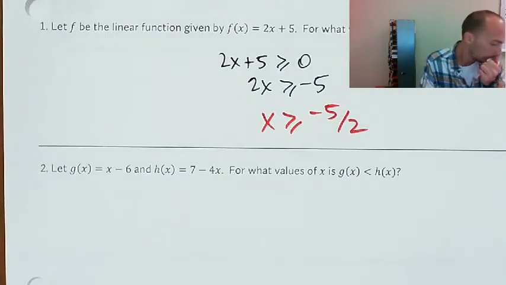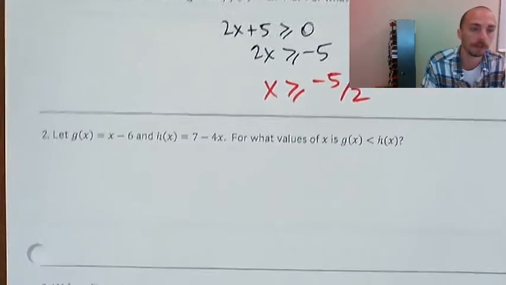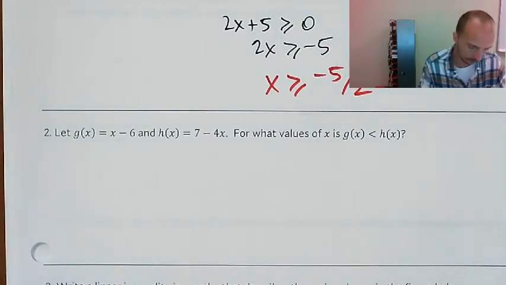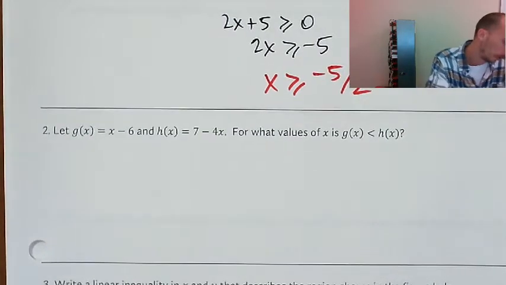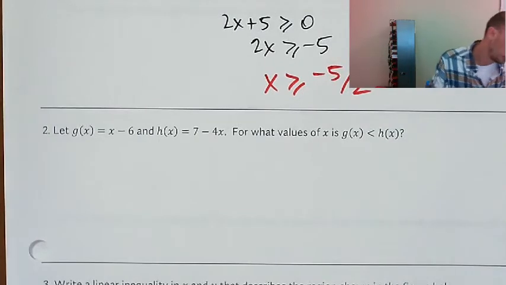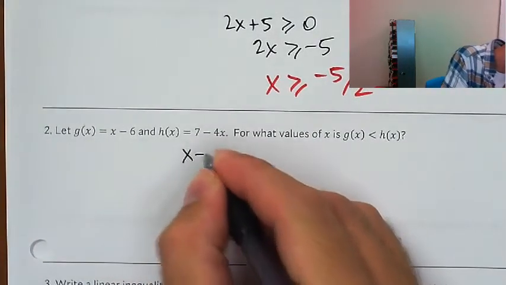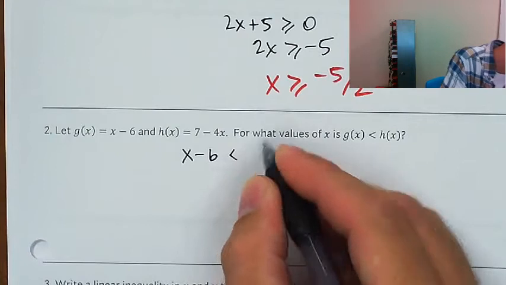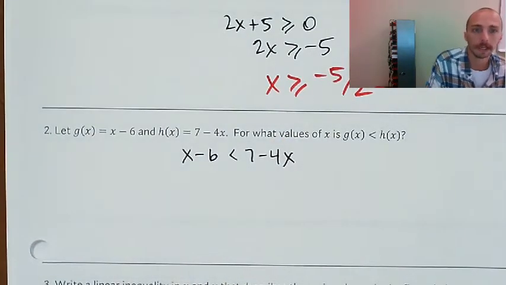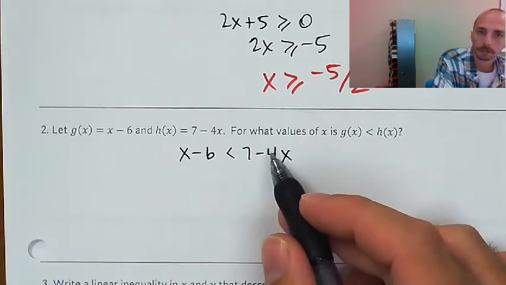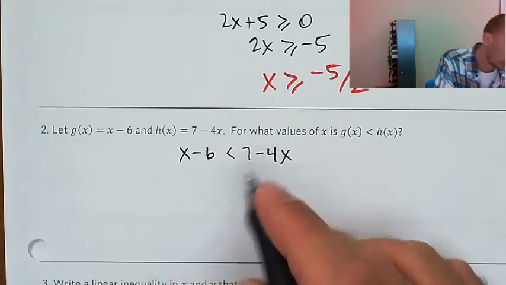That's good enough. Okay. Now, if we've got two functions, g of x and h of x, and we want to know when is g less than h, this is a very common math thing to do. When is one function less than another? Okay, well, we've got a formula for g of x. That's x minus 6. It's going to be less than the formula for h of x, 7 minus 4x. And then we're just going to try to solve for x. I might try to get rid of this negative 4x by adding 4x to both sides.